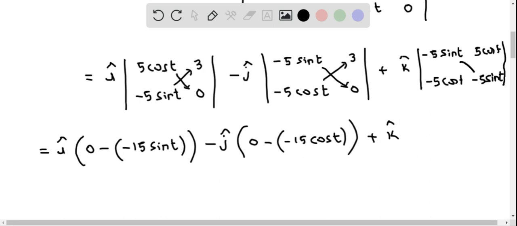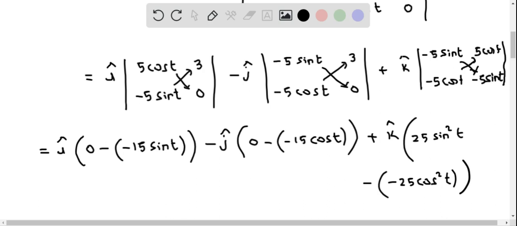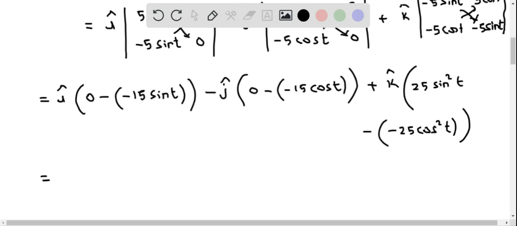Once again, we find the product of the diagonal minus the product of the other diagonal. So this becomes negative 5 sine t times negative 5 sine t, which is 25 sine square t. Once again, I put this negative, and then negative 5 cosine t times 5 cosine t is negative 25 cosine square t. Let's simplify this. So this equals i vector times, we have a negative of negative, which is a positive quantity.